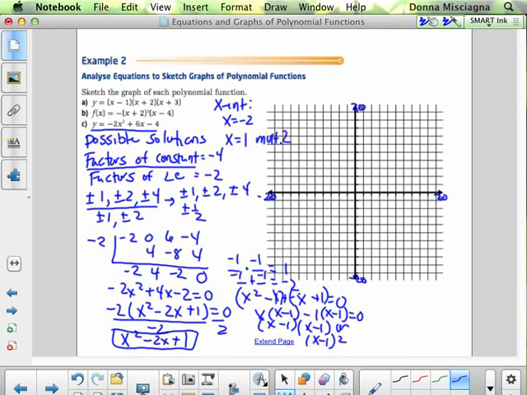The y-intercept is easy to figure out, right, because it's in standard form. Our y-intercept is 0, negative 4. So we've got our y-intercept, we've got our x-intercepts, we've taken up a tremendous amount of space. And I don't know where we're sticking our sign chart.